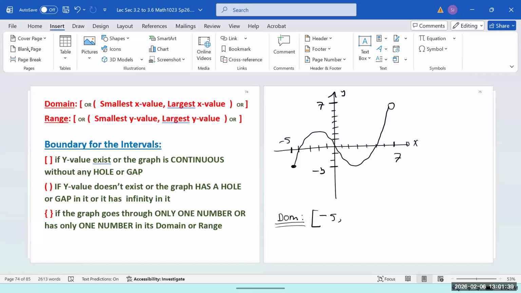Now, what is the highest x value you see in your graph? 7. And at 7, do you see a hole in your graph? An open hole. Hole is open always. If it's closed, then it's a closed circle, not a hole anymore. For hole, it's parentheses. So when you have a hole or a gap or infinity, then it's parentheses. So if you don't see infinity, if you don't see a hole or gap, then it's always bracket.